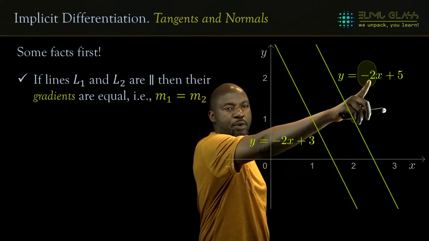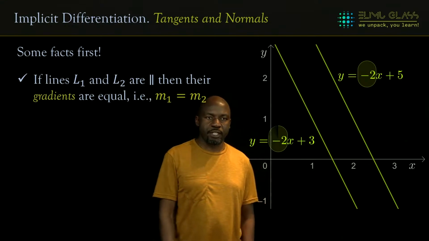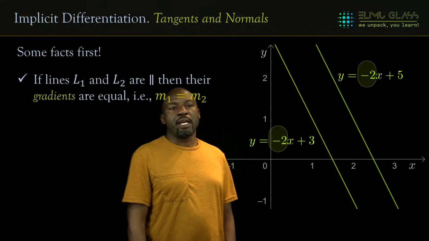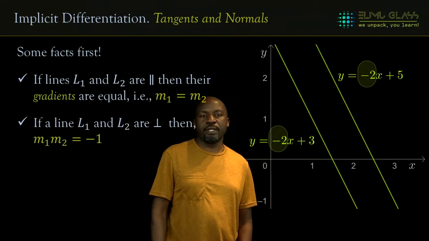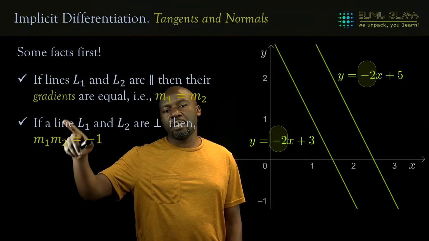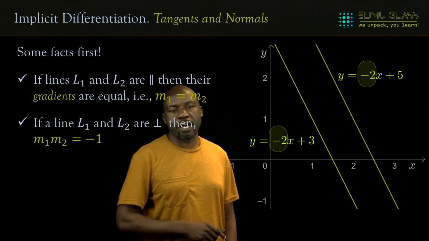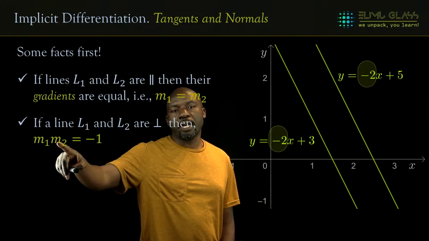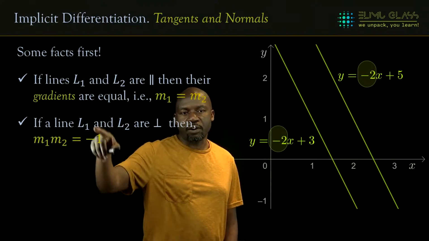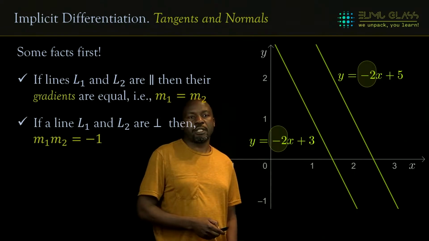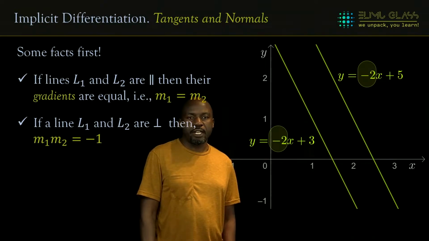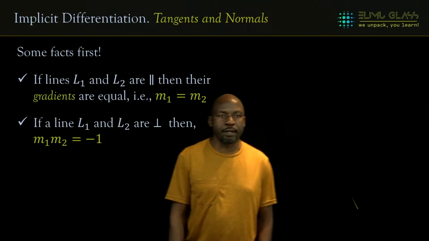So the gradient of the first one must be the same as the gradient of the second one. And if the two lines are perpendicular, if one is perpendicular to the other, then the product of their gradients is always -1. Another way to say this is that the gradient of one of the lines is the negative reciprocal of the gradient of the other. Basically, we just need to move this m2 to the other side. We will find m1 equals negative of 1 over m2. Either way you put it, it's the same story. If the two lines are perpendicular, then the product of their gradients is always equal to -1.